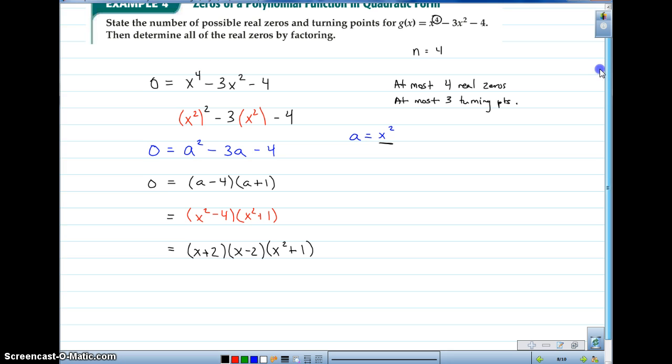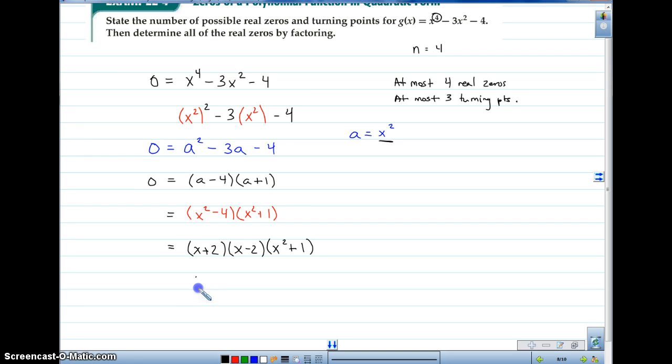When we solve this, you will be able to solve for these two factors. The zeros will be at negative 2, 0 and 2, 0. But we won't be able to find any zeros for this part. So remember, that's at most 4 real zeros. You may not have that many.